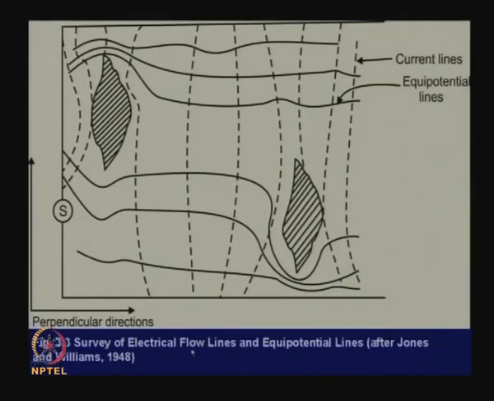Similarly, electrical flow line surveys can be done in different directions. They find the current lines, they find equipotential lines, and from them they can actually guess the kind of ore body, shape and size of the ore body that is under the layer of soil.